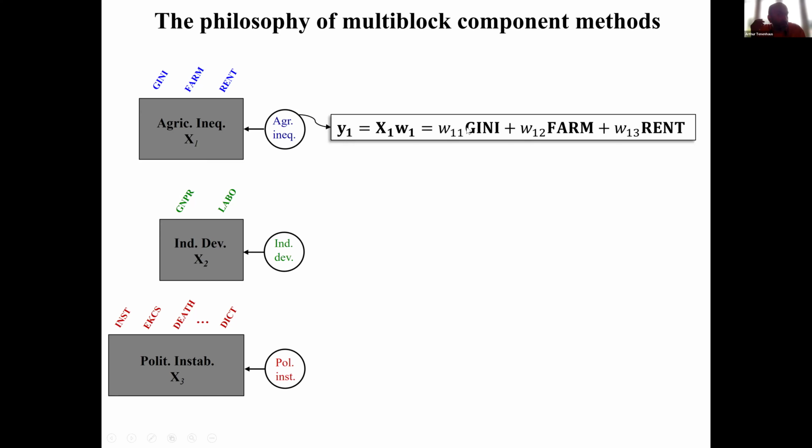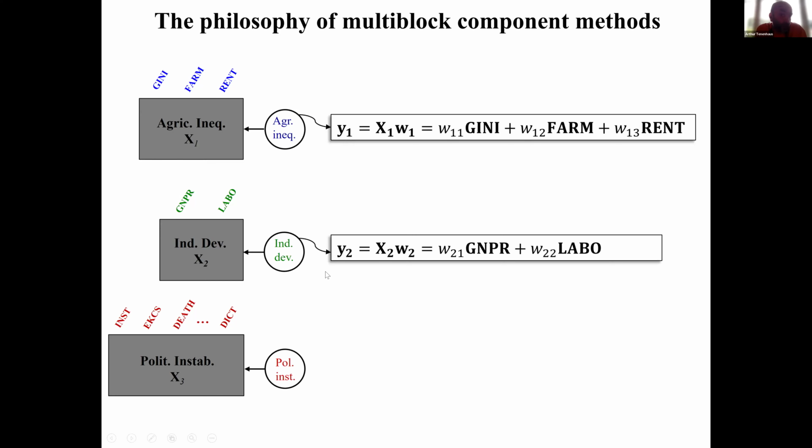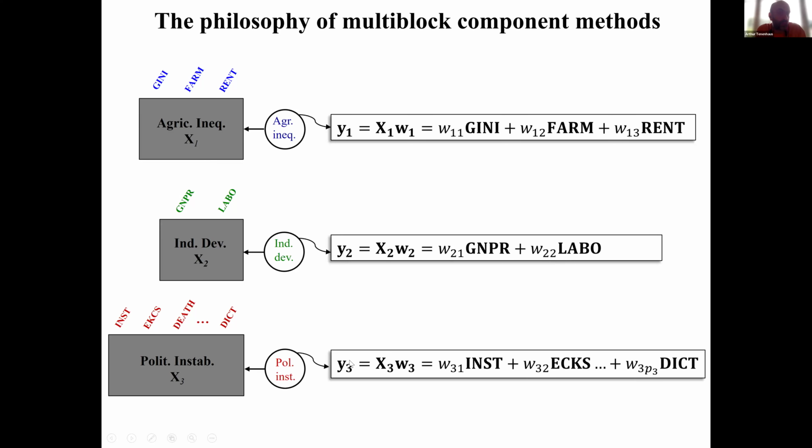So for the second block, it's the same. To estimate the latent variable industrial development by Y2, you are looking for a linear combination of the variables of block X2. So a little bit of GNPR and a little bit of Labo, with weights W21 and W22. And these are the weights that contribute to the construction of the estimation of the latent variable industrial development. And the third one is the same. We are looking for a linear combination of the variables of block X3. Okay. And the goal is to estimate properly the weights. How to estimate properly the weights of the linear combination?